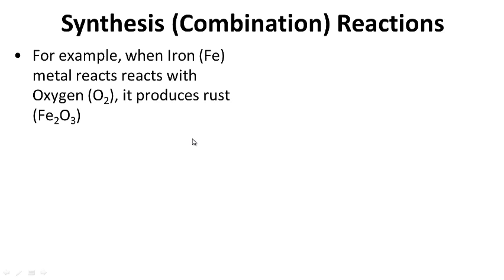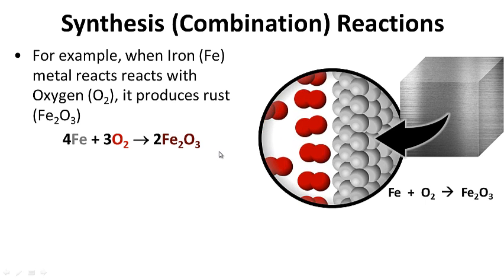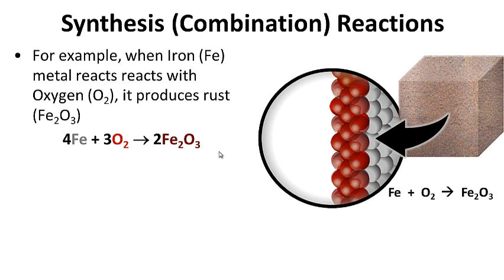For example, when iron reacts with oxygen, it produces rust, Fe2O3. So here we have iron, and here's oxygen. Notice the oxygen is going to bond with the iron to make rust, Fe2O3.